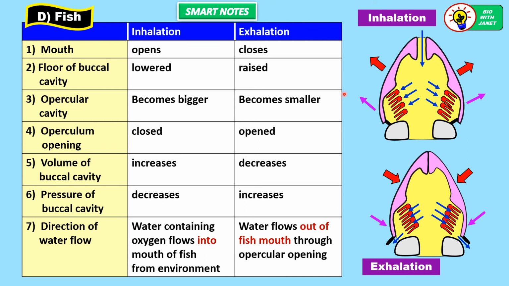Now here is the table that shows you the action of the mouth, the floor of buccal cavity, opercular cavity, and so forth in inhalation and exhalation. It is like what we have discussed, so you can copy these notes if you want as a summary of what you have discussed. All right, so this section is important for objective questions, and so far hasn't been asked in the structured or essay questions yet.